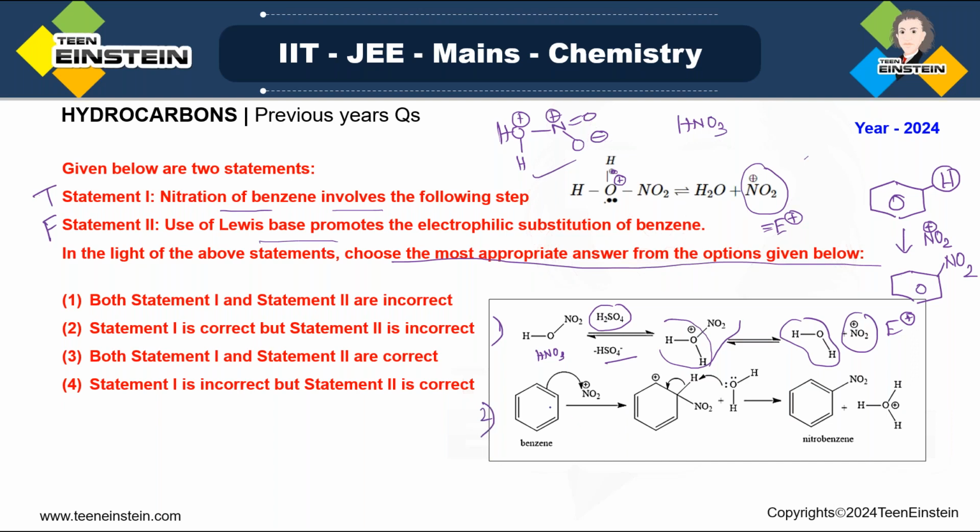Now in the second step, the pi electron cloud of benzene will be attracted towards this E plus, and this is the addition of the electrophile. Because of this addition, the pi bond is broken, there will be positive charge generation, and finally this CH bond will be broken, and in this position there will be a double bond. So this is the full mechanism. Here the first statement is correct, but the second statement is incorrect. So option 2 should be the correct option.